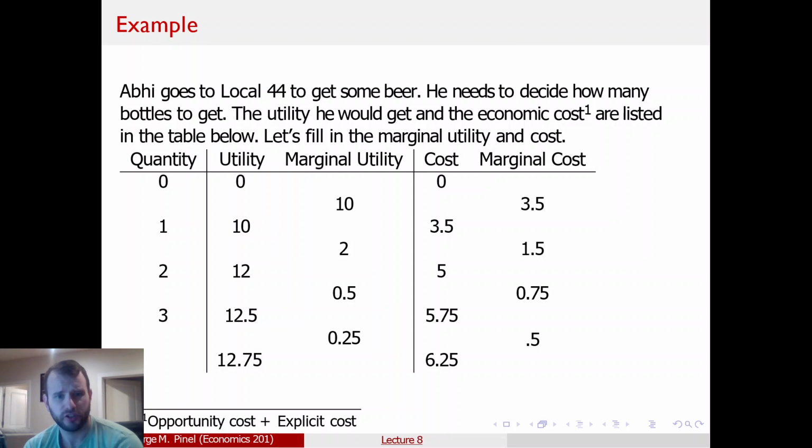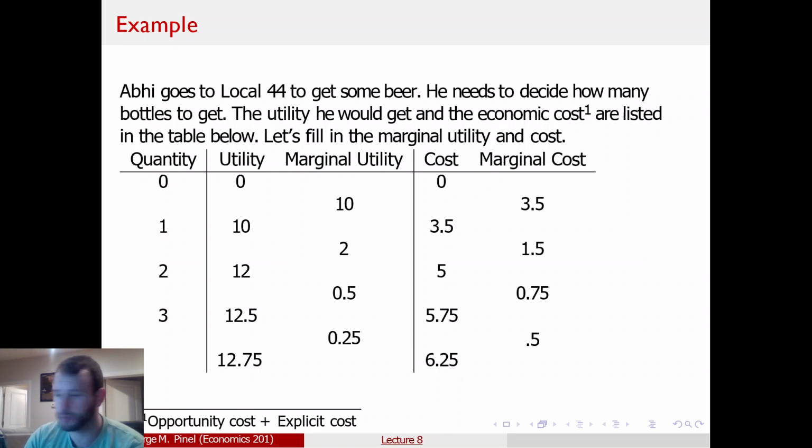What about the third beer, though? He gets an additional level of happiness of 0.5, but he pays an additional cost of 0.75. So his happiness to cost doesn't actually make sense in this case. He'd rather buy 2 beers, get 12 utility, and pay 5 in cost, so get about 7 total utility, versus buy 3 beers, get 12.5 levels of happiness and pay 5.7 in cost. His total happiness minus his total cost is going to decrease, because his marginal cost is higher than his marginal utility, so it doesn't make sense for him to consume that third beer.